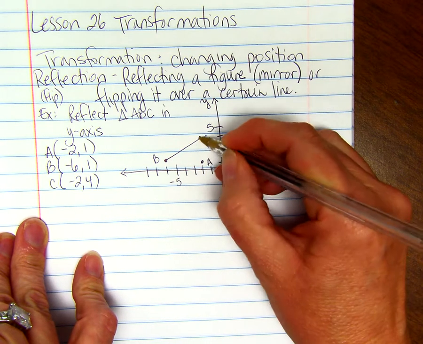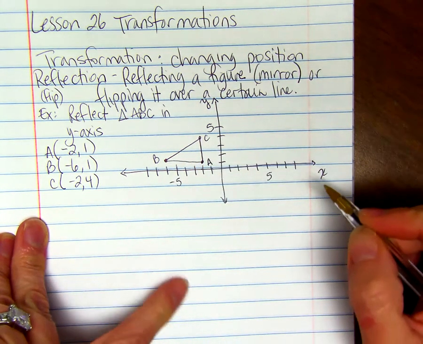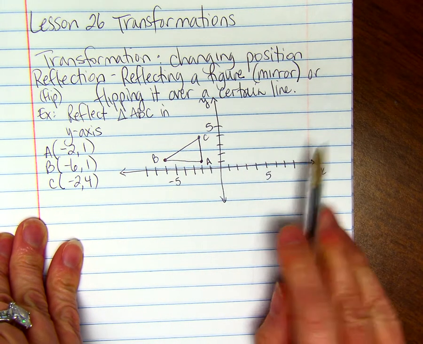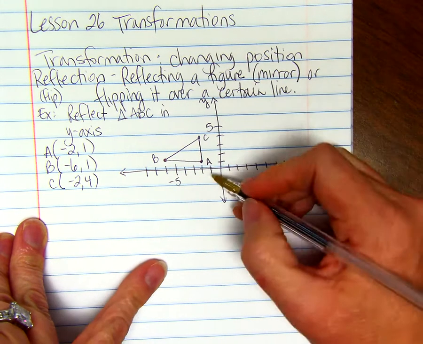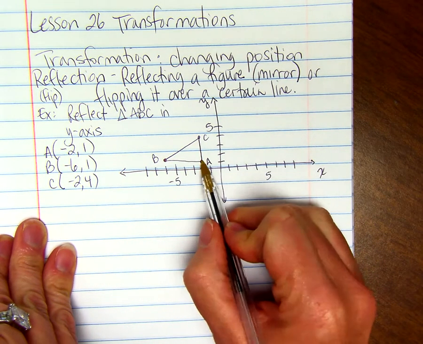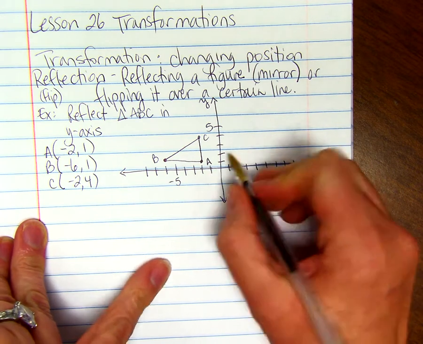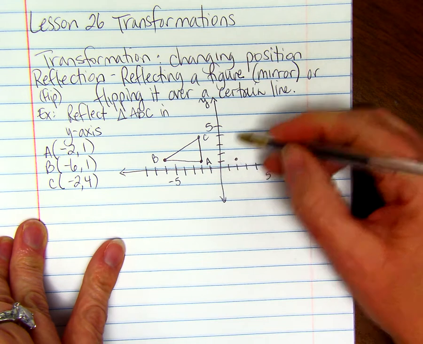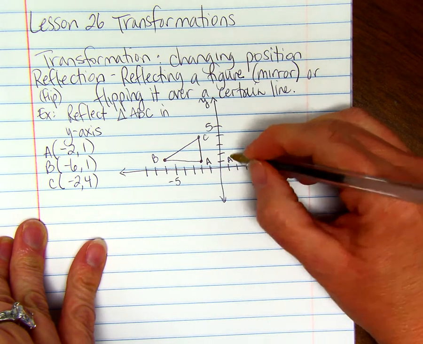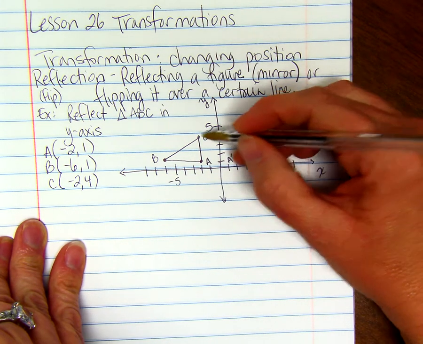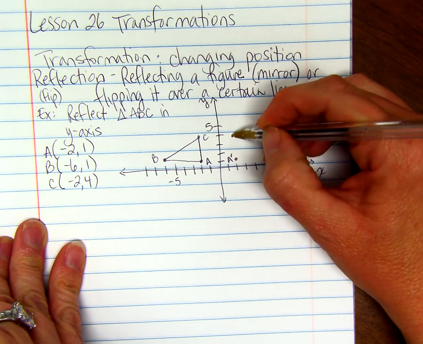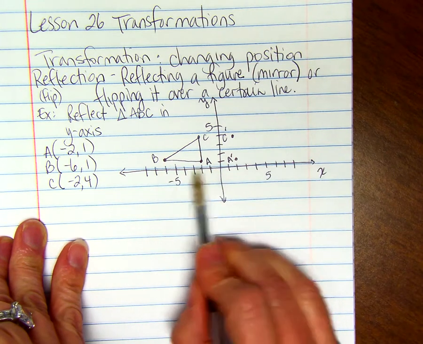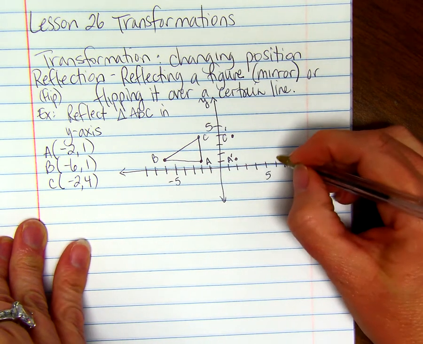So here's our triangle, and we're going to reflect it in the y-axis. That means we're just going to flip it right over the y-axis. It looks as if we're folding it right along the y. So if you look at A, it's 2 units to the left of the y-axis, so we want to go 2 units to the right, and we want to leave it the same distance up and down. So this is going to be A prime, and C prime is just going to be up 4 and straight up from A prime. So we have C prime. B prime is going to go over to 6 and up 1.